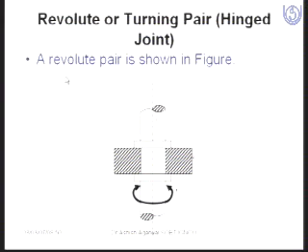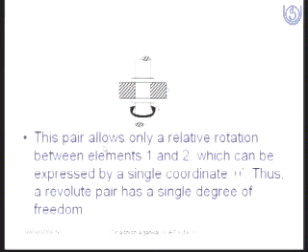Here we have a very good example of a lower pair. It is called the revolute pair. You see that this is simple and it is in rotation. So this motion is constrained, with two links in between, and this type of pair is called the revolute pair. This pair allows only relative motion between element 1 and element 2. There is relative motion because it has a rotational motion, and it is expressed in terms of the coordinate theta. Therefore, we can say that it has only 1 degree of freedom.